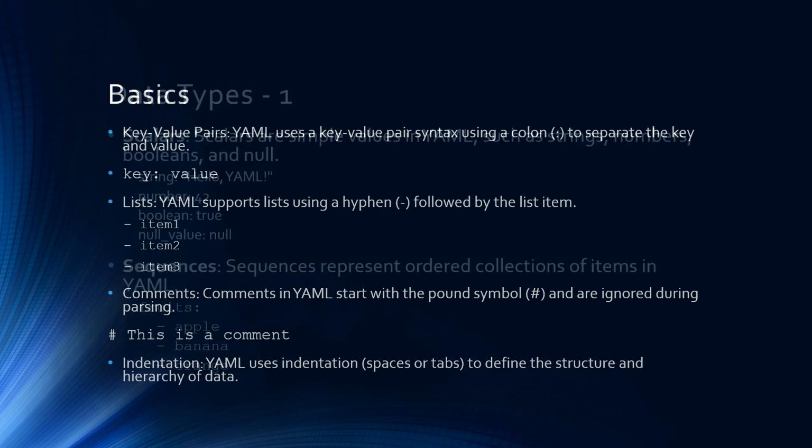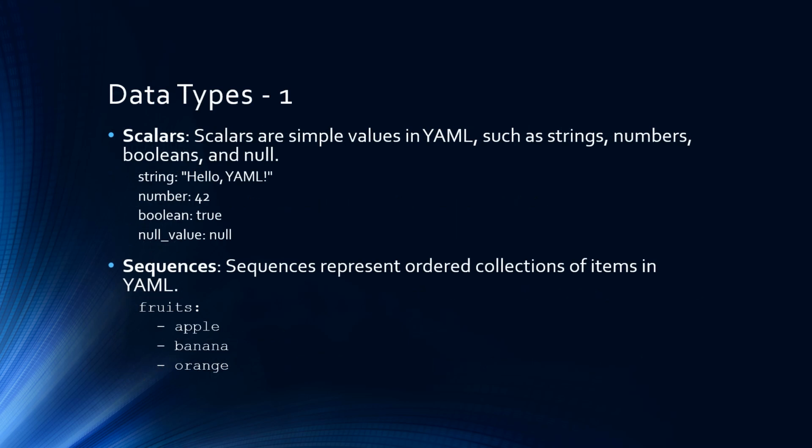functionality. Looking at the scalar section of our slide, we see several fundamental data types in YAML. The string example shows how text can be enclosed in quotation marks, which is particularly useful when your string contains special characters. The number example demonstrates that YAML automatically recognizes numeric values, no special syntax needed for integers.